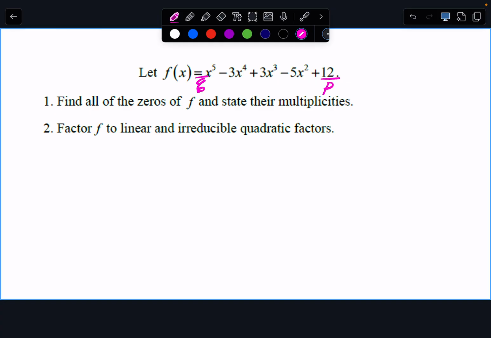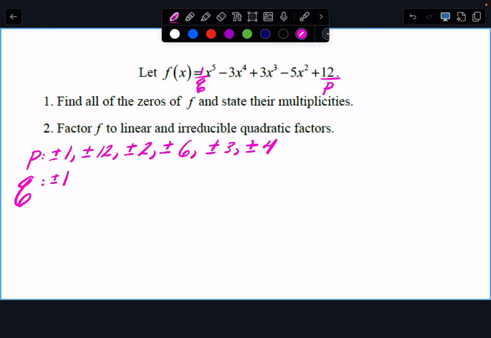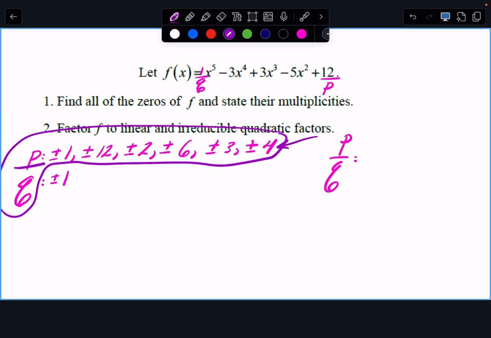So let's list out factors of 12. We list out factors of P. Plus and minus 1, plus and minus 12. Things that multiply to be 12. Plus and minus 2, oh dear, there's a lot. Plus and minus 6, plus and minus 3, plus and minus 4. Are those what multiply to be 12? Q, factors of 1 are obviously plus and minus 1. Now we know we're doing P divided by Q. So it's just going to be all of these, isn't it? Because they're divided by 1. So I'm just going to personally go like this and say, okay, so I know my P over Q's divide to be that.